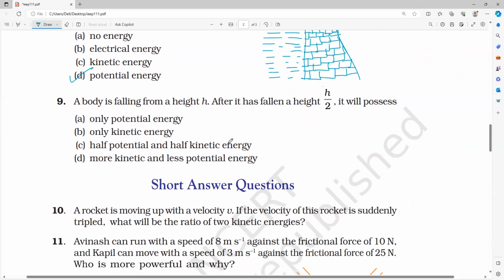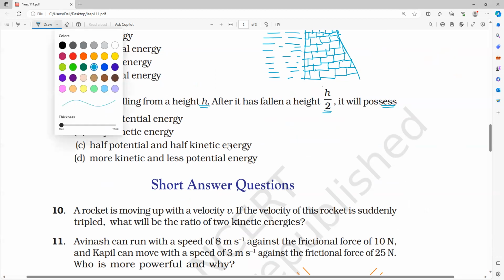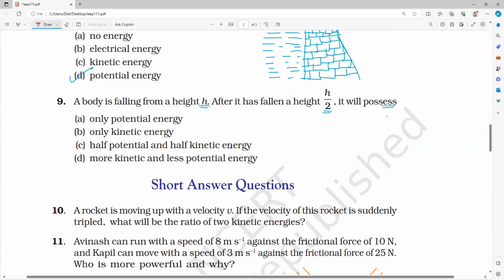Next, a body is falling from a height h. After it has fallen to h by 2, it will possess what? Halfway between, I told you. If the total height is h, then at the middle, kinetic energy equals potential energy. Both will be exactly half plus half. So half potential energy and half kinetic energy. Understand? Clear, everybody? Yes, please.